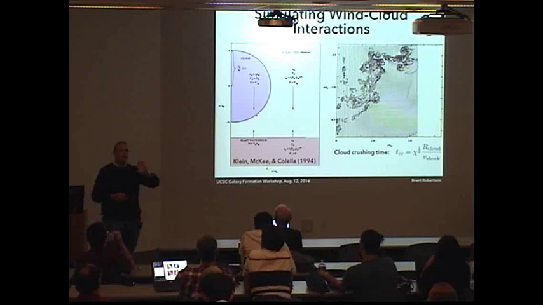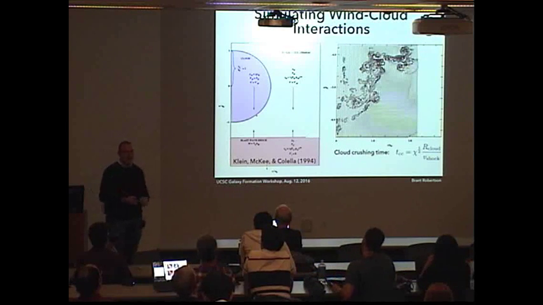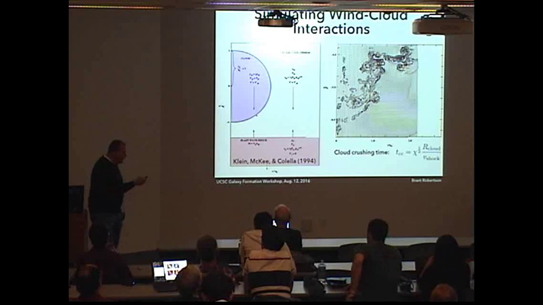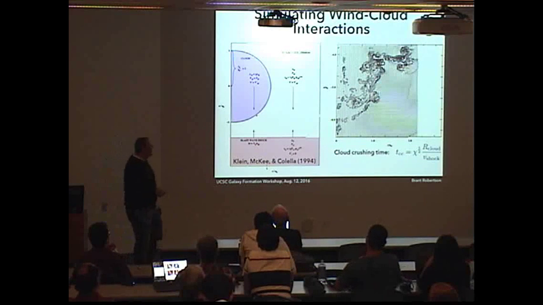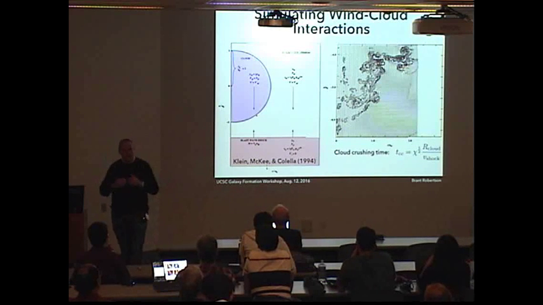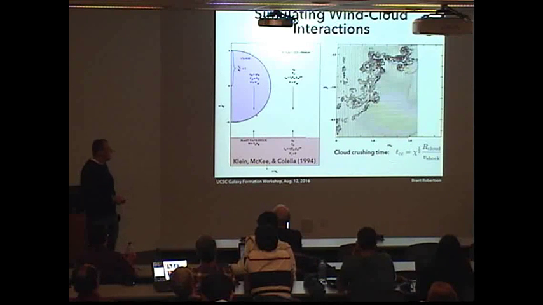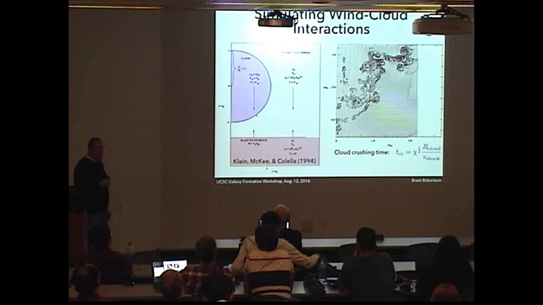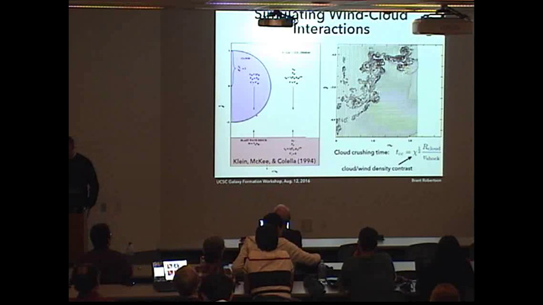You have some interstellar material that is relatively dense compared to a rarefied hot outflow that's moving supersonically with respect to the cloud. So then what happens? Well, you crush the cloud. I like to say you smush the cloud because that sounds messier, but you destroy it through shearing instabilities. And the time scale for those instabilities to destroy the cloud goes like the size of the cloud divided by the velocity of the shock times the square root of the density contrast between the cloud and the outflow.